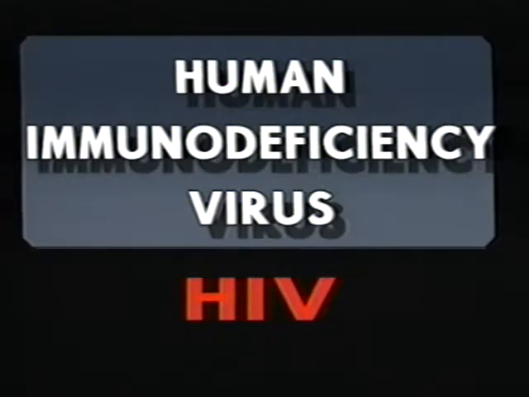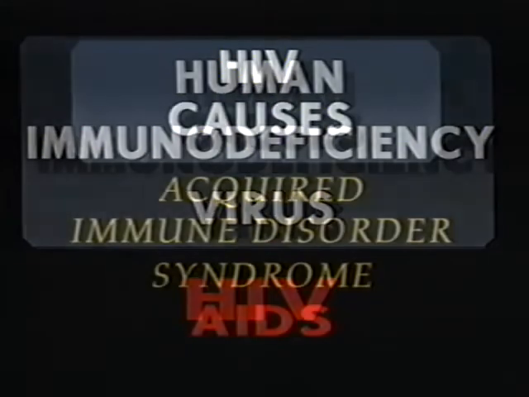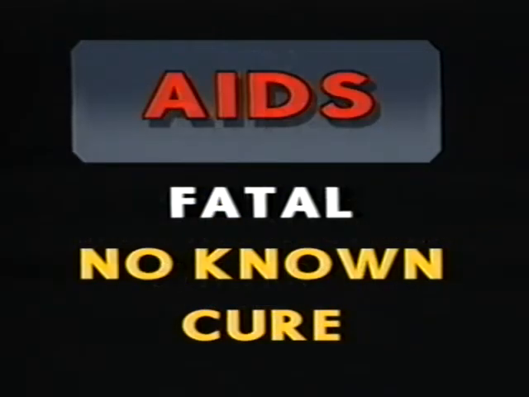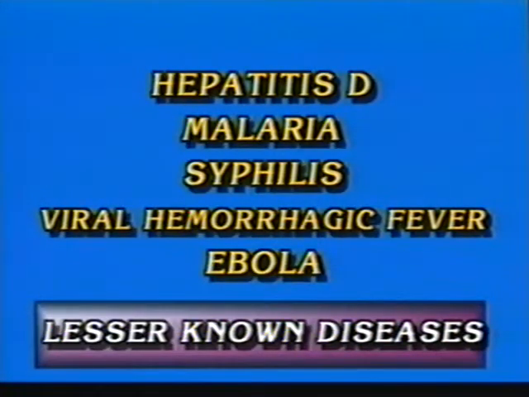The human immunodeficiency virus, or HIV, attacks the body's immune system, weakening it so that it cannot fight and destroy other deadly diseases. HIV causes acquired immune deficiency syndrome, or AIDS. AIDS is a fatal disease, and while treatment for it is improving, there is no known cure. Some of the other less common bloodborne diseases include hepatitis D, malaria, syphilis, viral hemorrhagic fever, and Ebola.